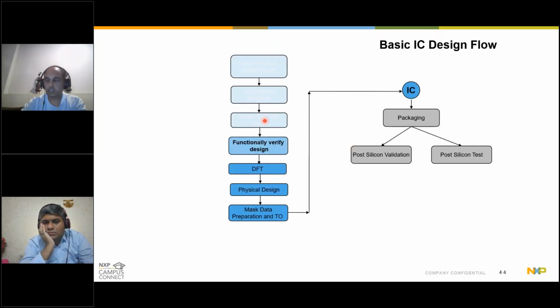Okay, so once your chip top RTL is ready, the next important step in the design flow is how do I make sure that I really built what I wanted, right? You achieve that by verifying your design.